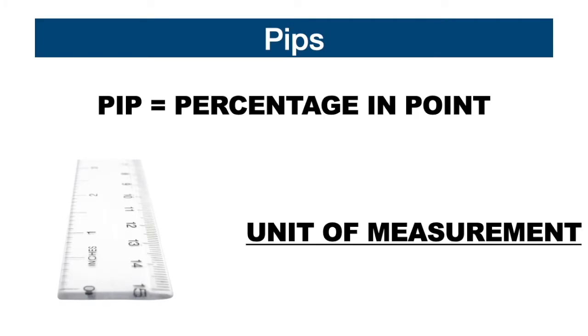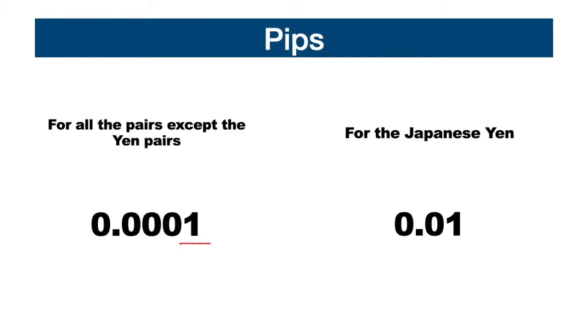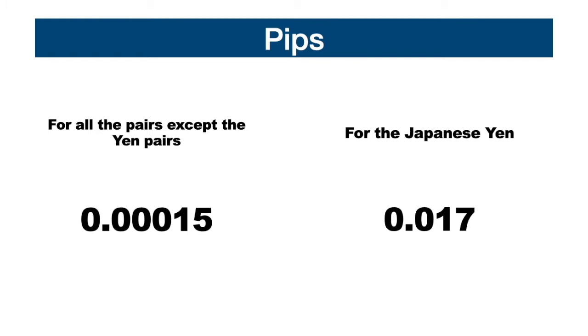A pip can be defined as the smallest price change, and it represents the unit of measurement for all currency pairs. A pip represents the fourth decimal place for all the currency pairs, except for those containing the Japanese yen, where 1 pip is equal to the second decimal place. In some cases, brokers and chart platforms may also show the fifth decimal place. That does not need to be calculated. To calculate price fluctuations, we always start from the fourth decimal place.